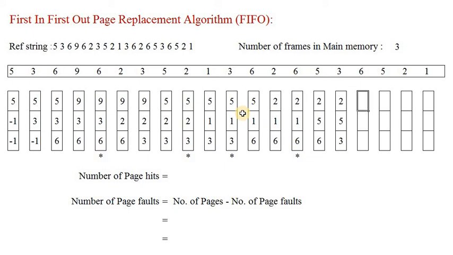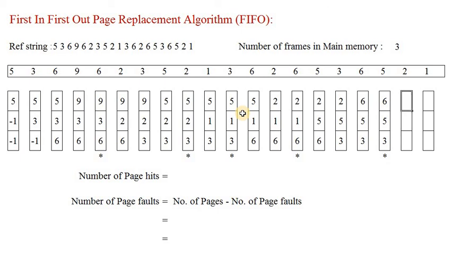6 has to be inserted here. So which came first here? Whether 2 or 5 or 3, 2 came first here. So 2 will be replaced with 6, and 5, then 3. So this is also a page fault. Then 5 has to be inserted. 5 is already there in the main memory, so no changes are needed here. So 6, 5, 3, it is a page hit. I am denoting the page hit with the asterisk symbol.